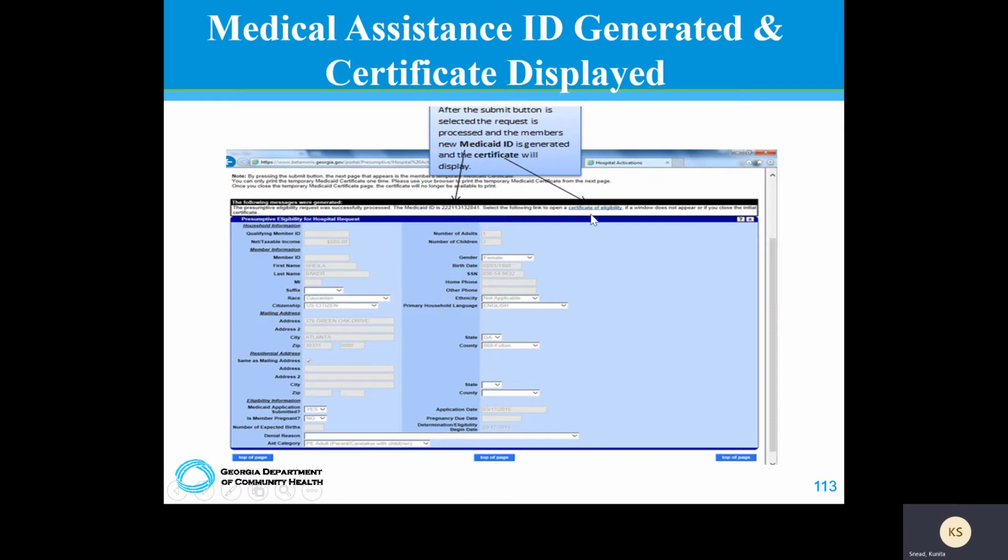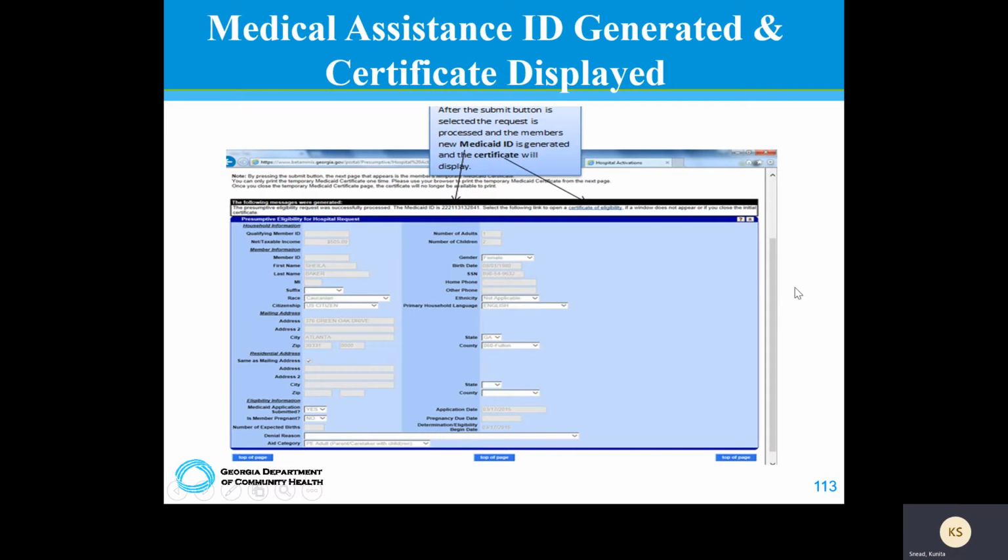And then for their temporary certificate, you're going to click on this hyperlink that says certificate of eligibility. Click on that, and another window will pop up, and you would just print that certificate out for them. And that certificate is good because it has the pharmacy bin number on there that is needed for their prescriptions to be filled. So that's all you have to do to add a person.